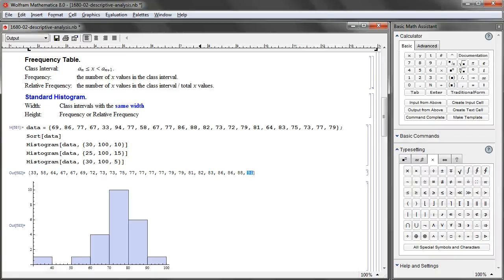So 90 to 100, there's one class, and there's one student who made that, so frequency is 1. So we have height 1 in this box, all the way to the right hand side. Next, we have 80 to 90, and there are 6 students. And that is the frequency. So what do we have here? Width is 10, height is 6.